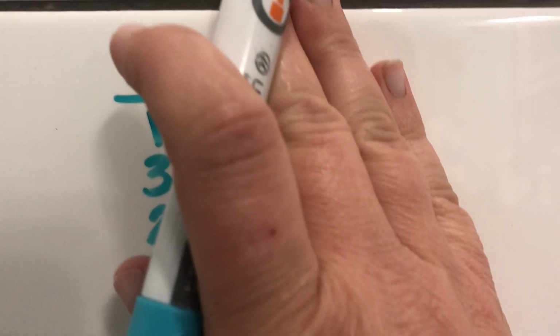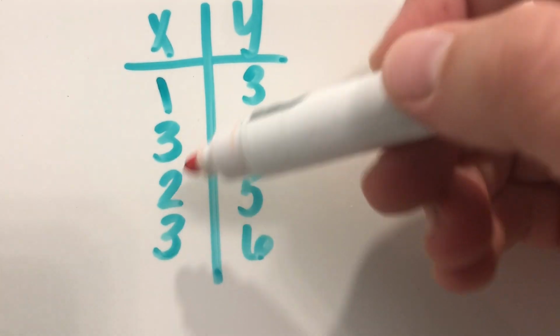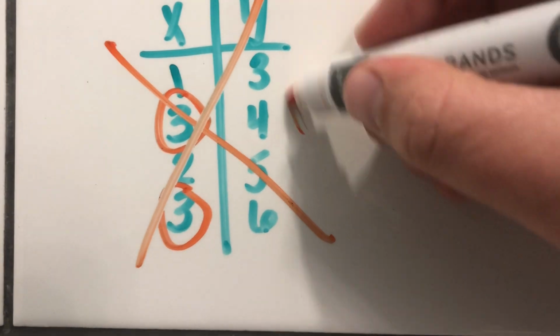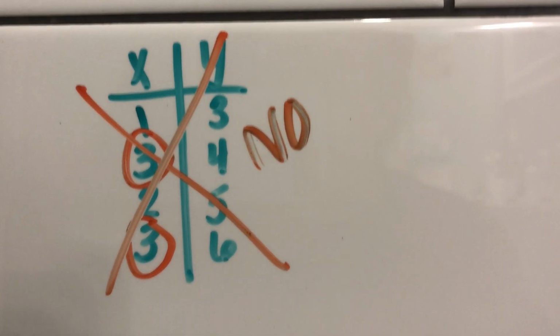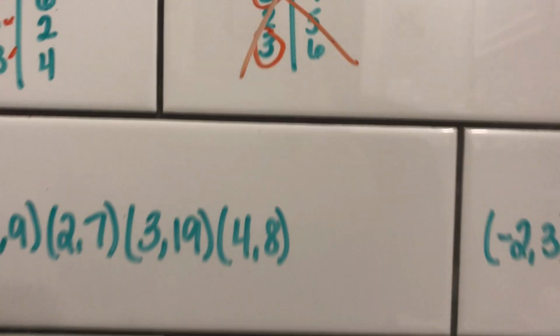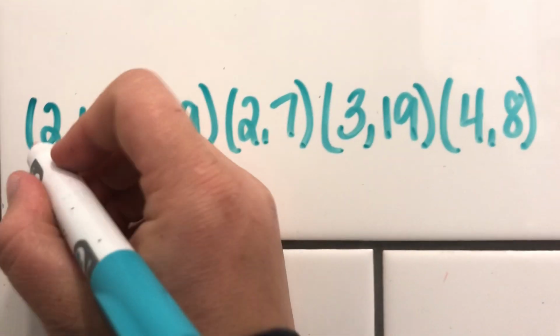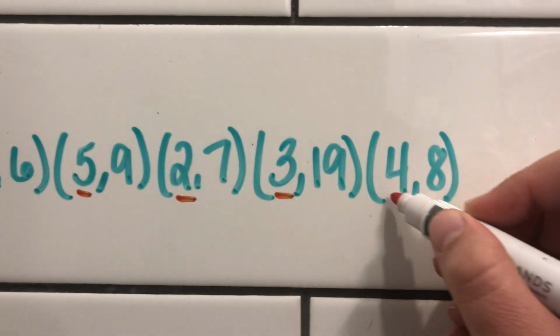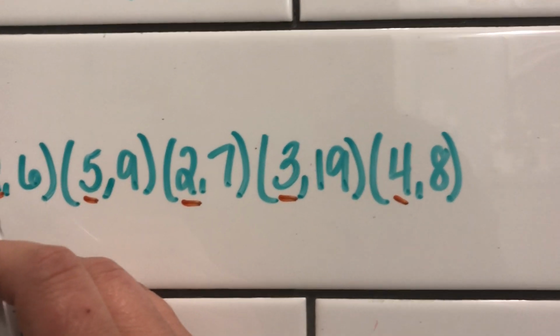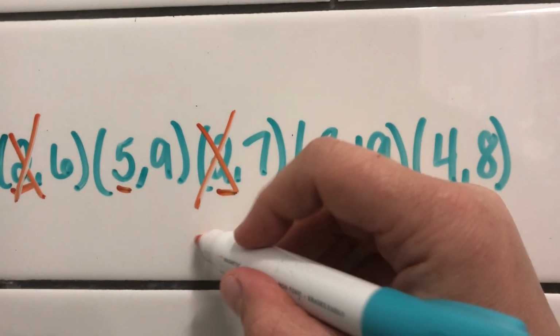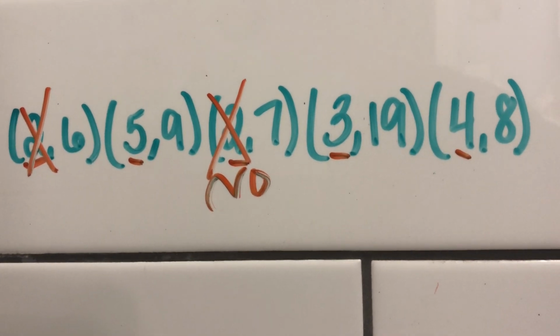For this one, I'm just looking at my x column. I don't care about the y column, just the x. And when I look down, I've got a 3 that's doubled in my x column. Repeat x's, exit out. Not a function. No. Now tables are just ordered pairs that are organized, so this is the same deal here. We're looking at repeat x's, exit out. So I'm just going to highlight the x's. We don't care about the y's. And if I'm looking, I have a 2, 5, 2, repeat x's, exit out, not a function.